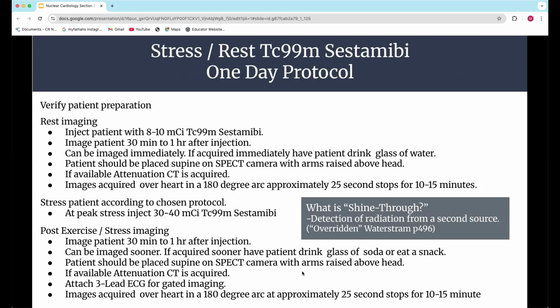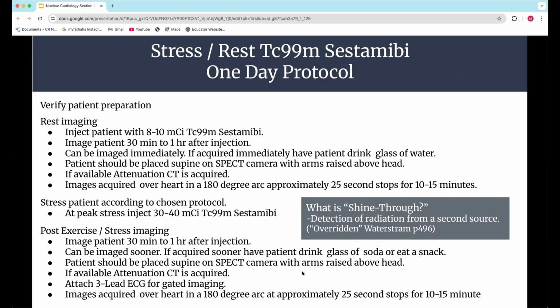All right, so the stress-rest 1-day protocol is kind of the most common thing that you'll see today. There could be some variation, but I would bet most of your facilities probably do a 1-day protocol. So the 1-day protocol, again, start by verifying patient information. We're going to start out with our resting scan.